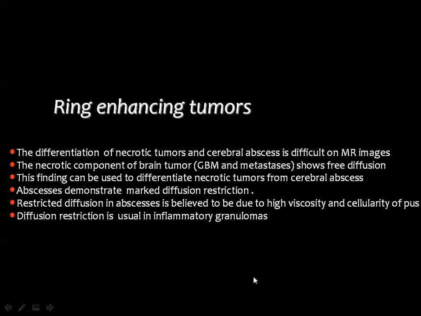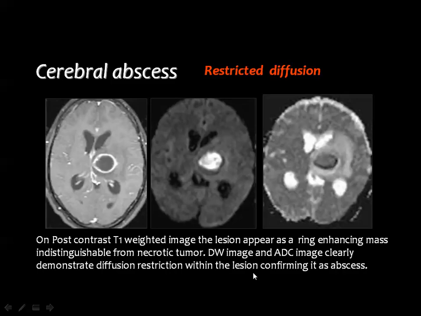Then one of the importance of the diffusion weighted images is to differentiate between an abscess and a marginally enhancing tumor. And you know that abscess will show restricted diffusion, like this one with marginal enhancement, bright signal in the DWI, and low signal in the ADC, meaning that there is restricted diffusion.